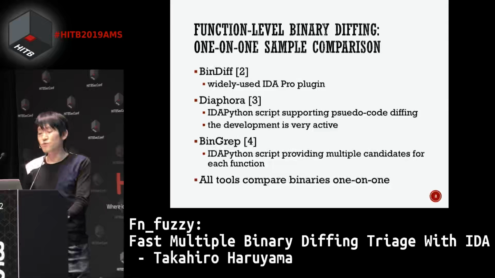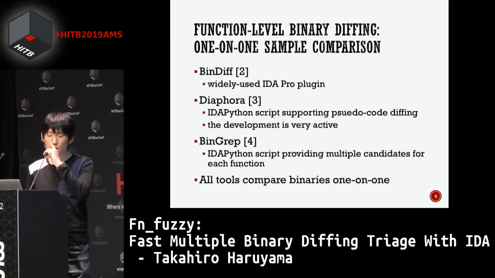As function-level binary diffing tools for IDA, there are several IDA Pro plugins or IDA Python scripts. BinDiff is a widely used IDA Pro plugin. Diaphora is an IDA Python script supporting compiled code diffing, and the development is very active. BinGrep's unique point is providing multiple candidates for each function.